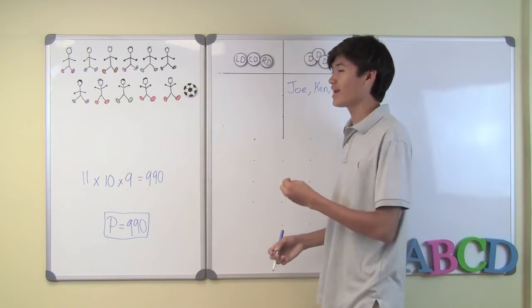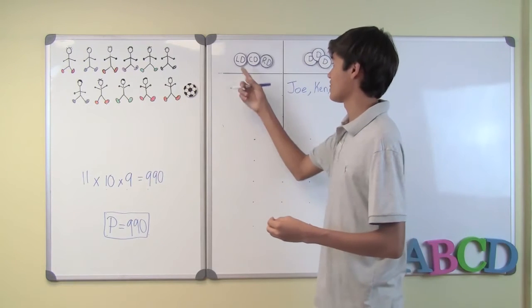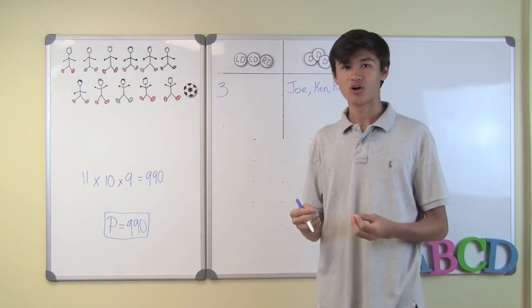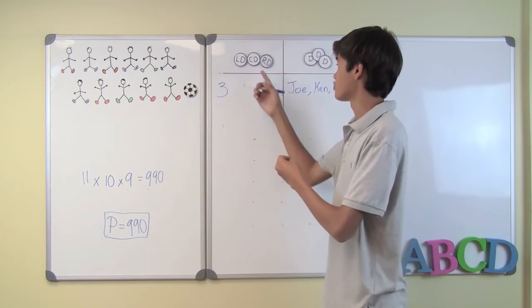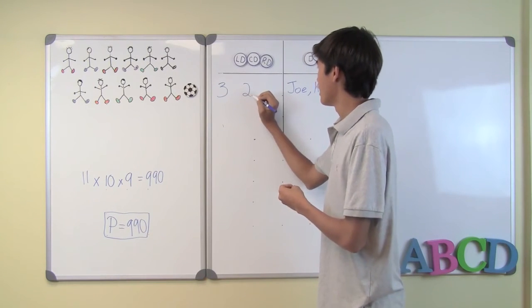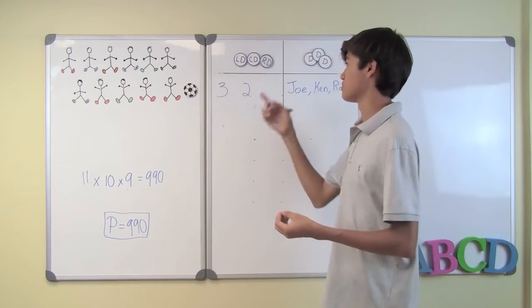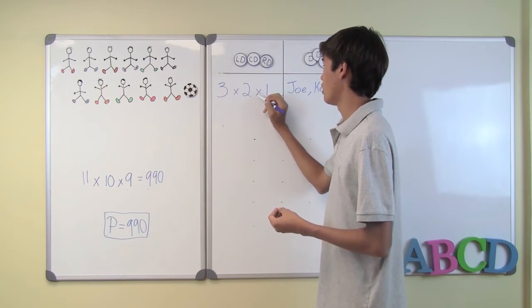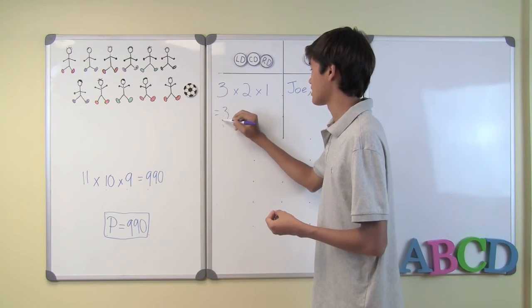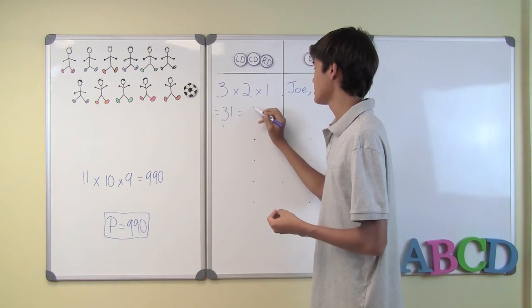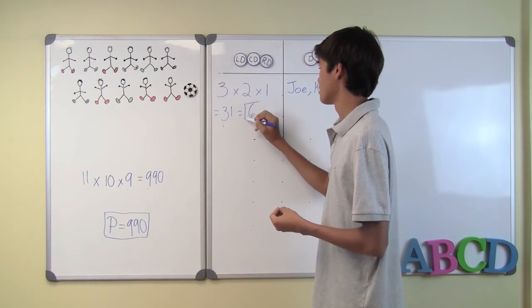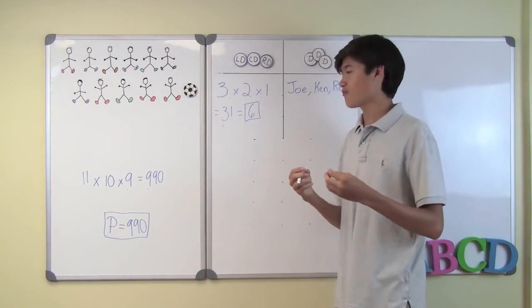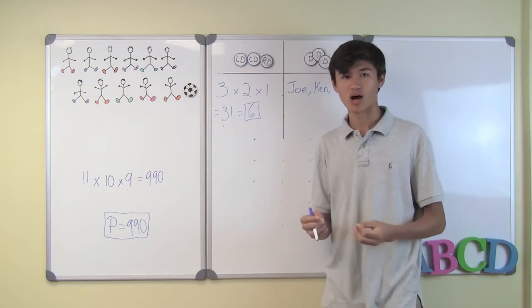There are 3 ways to place one of them at left defender. After we choose the left defender, though, there's only 2 players left for center defender. And the last player must be the right defender. So we have 3 times 2 times 1, or 3 factorial, or 6 different ways. Altogether, there are 6 different ways to arrange Joe, Ken, and Rob.